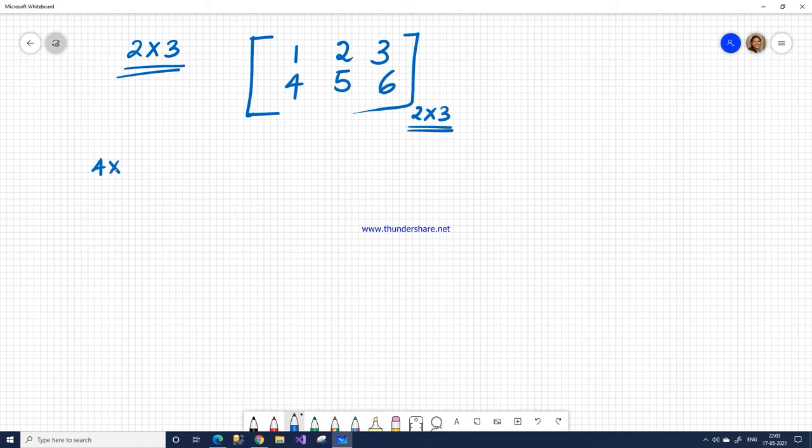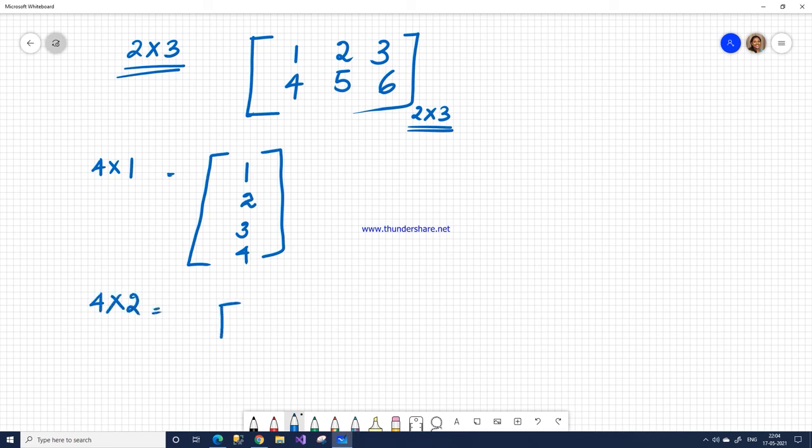Suppose I want to design a matrix of order 4 by 1, meaning 4 rows and 1 column. So it will be 1, 2, 3, 4. This is a 4 by 1 matrix. What about a 4 by 2 matrix? A 4 by 2 matrix means 4 rows and 2 columns. So it will be 1, 2, 3, 4, 5, 6, 7, 8. This is a 4 by 2 matrix.